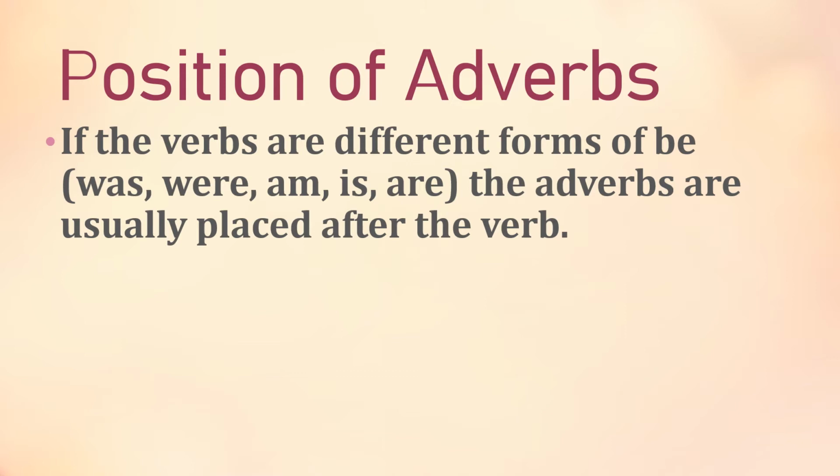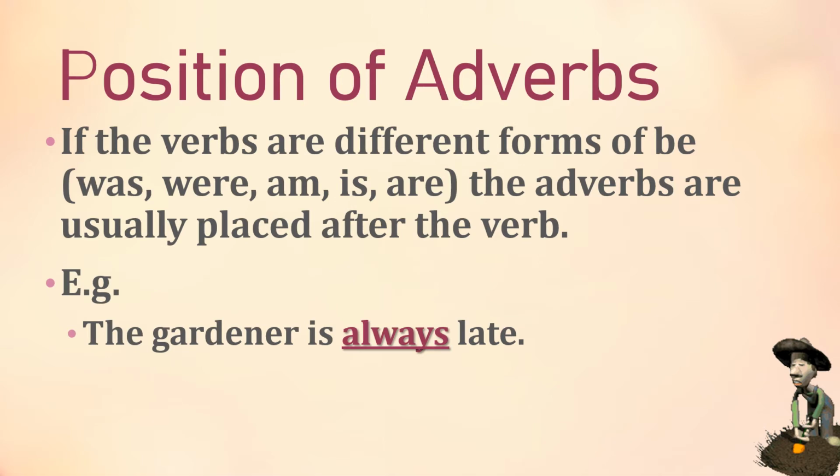So that means that the sentence that we discussed right now about the gardener, what should happen there? In that sentence, the gardener is. We have is in that sentence as the verb. So our adverb will come after is. The gardener is always late. We cannot say the gardener always is late. That is incorrect. So whenever you have a be form of verb in the sentence, you will use your adverb after the be form of verb.